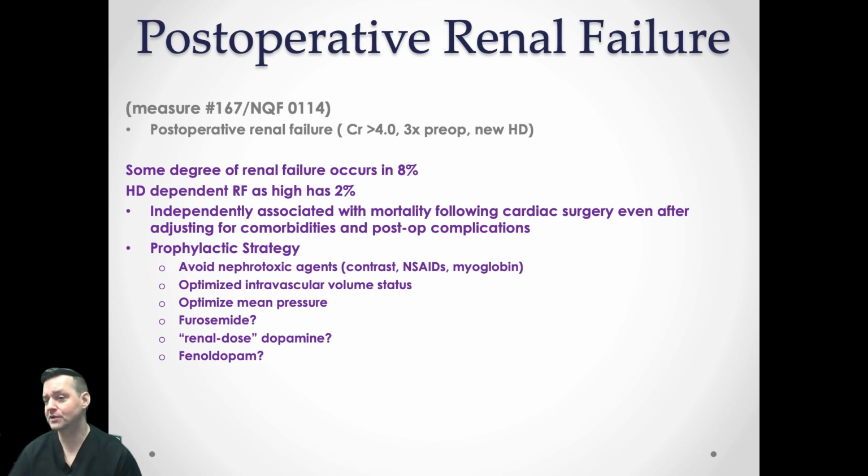So in terms of renal dose dopamine, the impact of low dose dopamine, like 0.2 to 2 micrograms per kilo, on renal plasma blood flow, perfusion to the kidney, and diuresis mechanistically makes a lot of sense. It's never been shown to be beneficial in our postoperative patients, although you'll still see some surgeons, when the urine output starts to drop and the creatinine starts to rise, advocate for the use of renal dose dopamine. Similarly, fenoldopam works the same way.